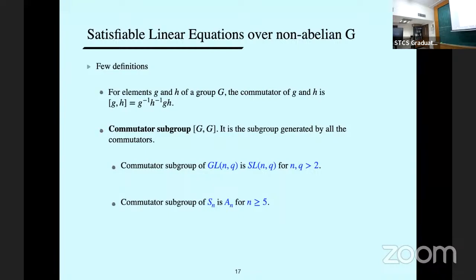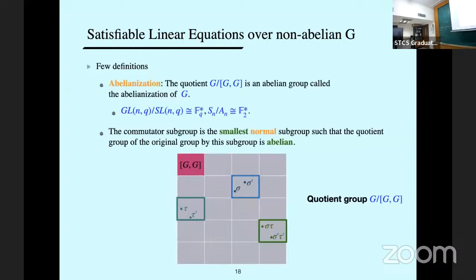The commutator subgroup of S_n, which is just the permutation group, is the alternating group A_n, which is the set of all even permutations. A permutation can be even or odd, so A_n is the set of all even parity permutations. Now, an important trick called abelianization: if you quotient the group by the commutator subgroup, you get an abelian group. For example, if you quotient GL_n(F_q) by SL_n(F_q), you get F_q star, the multiplicative group of F_q. If you quotient S_n by A_n, you just get {0, 1}.